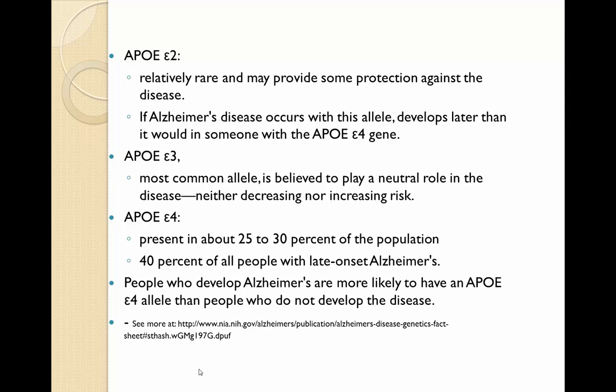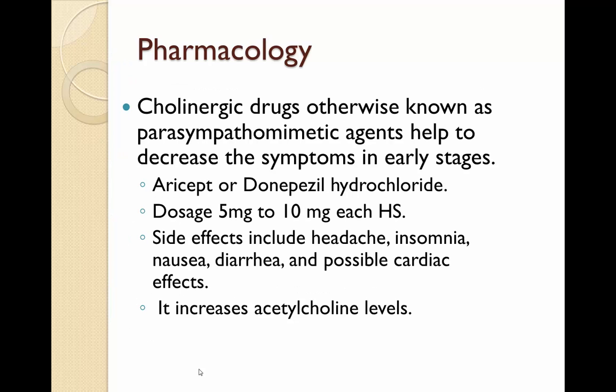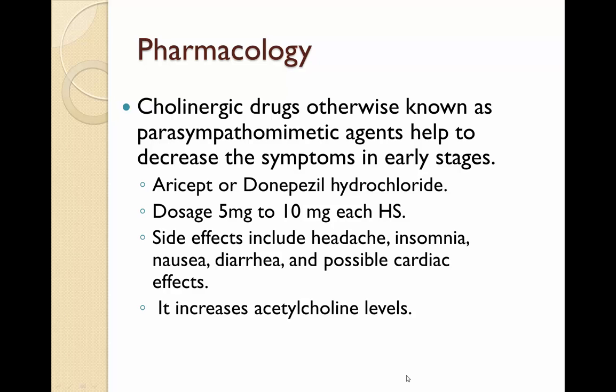Looking at some pharmacological therapy that we can have with Alzheimer's, we can use cholinergic drugs or parasympathomimetic agents, and they're going to help decrease the symptoms in the early stages. Some may be Aricept. Some of the side effects might include headache and insomnia, and they increase the acetylcholine levels. And that's the end.